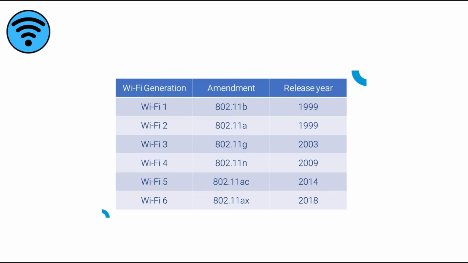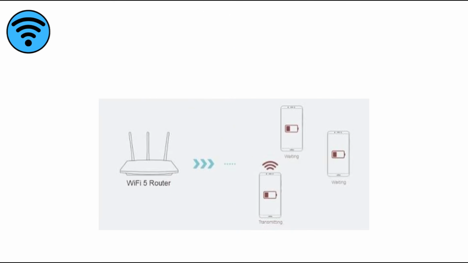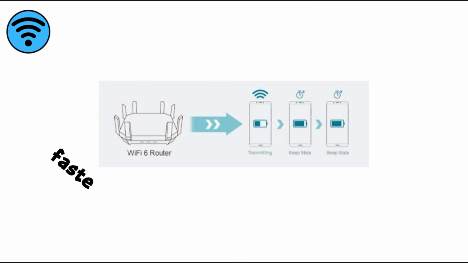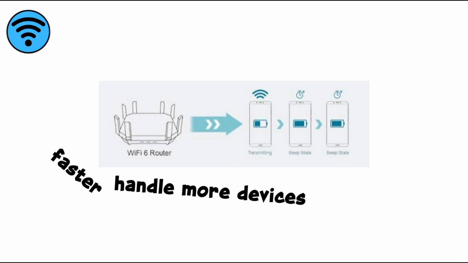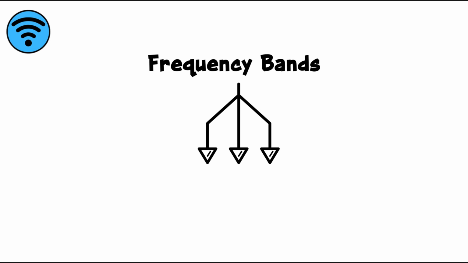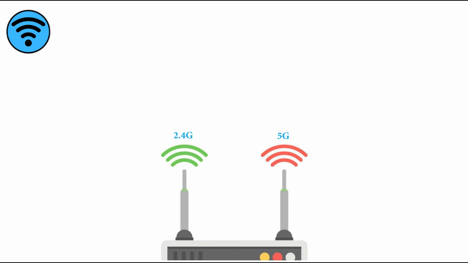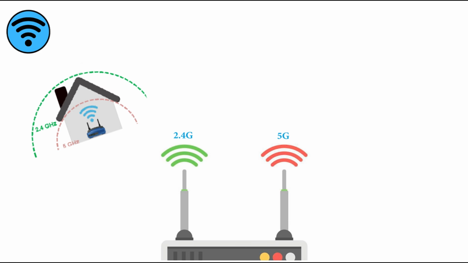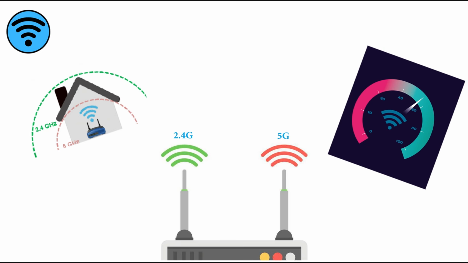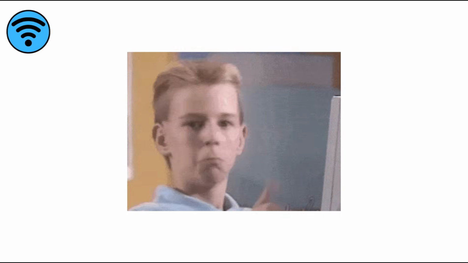Different Wi-Fi generations handle speed and range differently. Wi-Fi 5 is still common in most homes, while Wi-Fi 6 and Wi-Fi 6E are faster, handle more devices at once, and deal better with interference. The two frequency bands, 2.4 GHz and 5 GHz, are the reason your router sometimes shows two different network names. The 2.4 GHz band has better range but slower speeds. The 5 GHz band is faster but doesn't travel as far through walls. If you're sitting next to the router, use 5 GHz. If you're in the next building, 2.4 GHz is probably your only option.